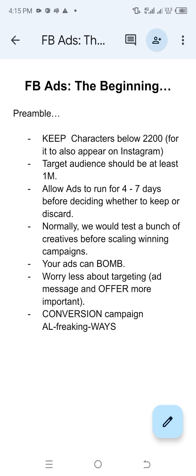So I created this thing I called Facebook ads the beginning, and we'll talk about some things that are important before we go into the meat and potatoes of creating your ads. Okay, so for me, Facebook ad used to be so easy to do like 10 years ago, right? 10, 11, 12 years ago.